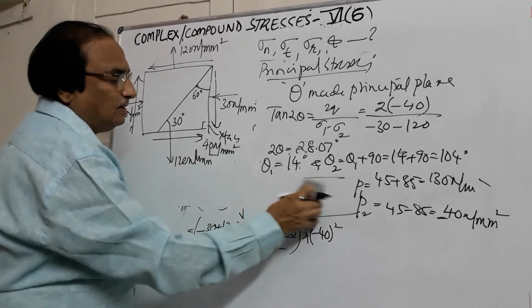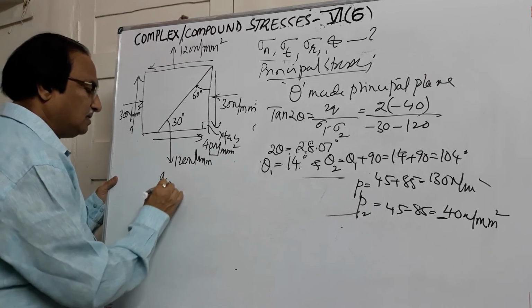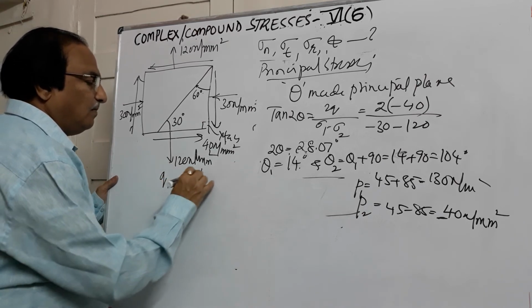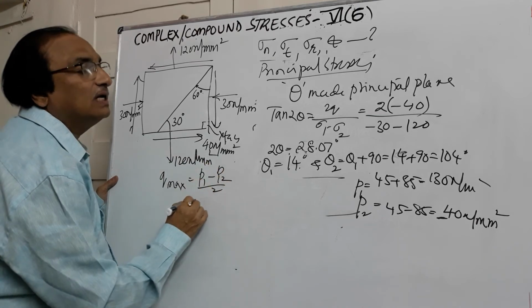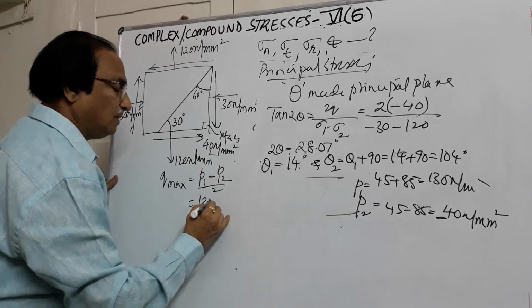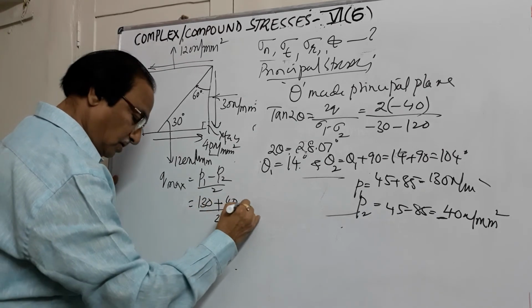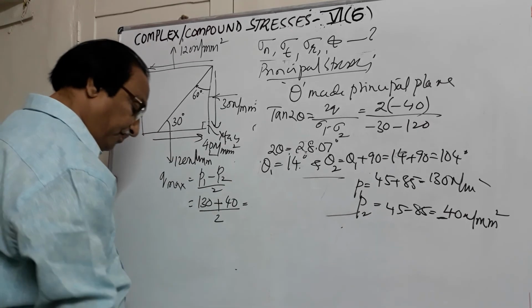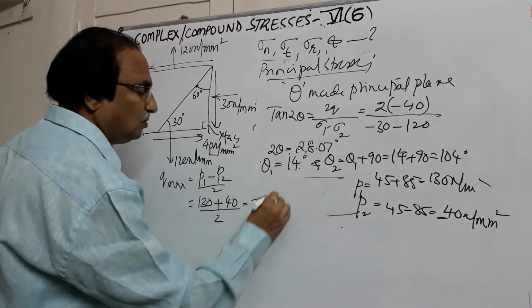Once you know P1 and P2, you can find out Q max. Q max is equal to (P1 minus P2) divided by 2. So P1 here is 130 and P2 is minus 40. So minus minus will become plus 40, divided by 2. So this will be equal to minus or plus 85 Newton per mm square.